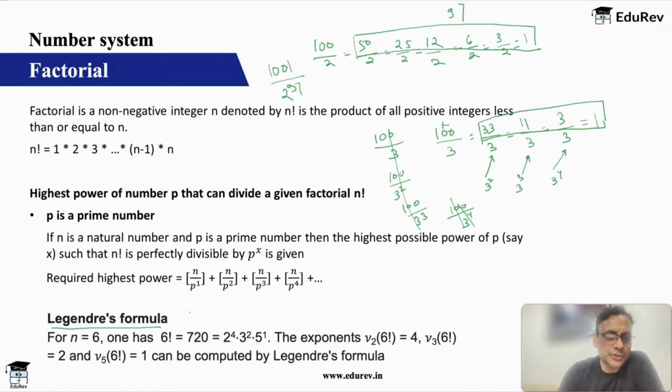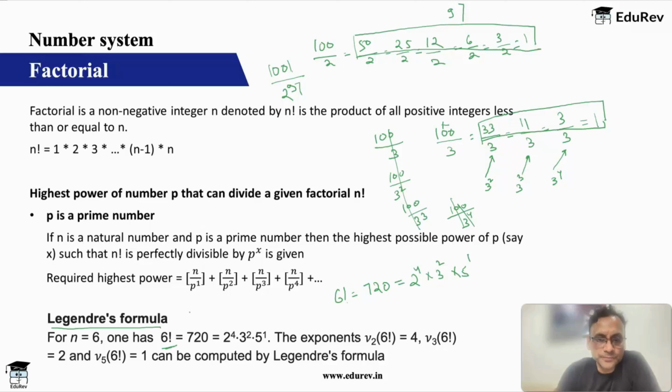It's very similar. So let's say we want to find out, you have a number 6 factorial, and we want to know it will be divisible by what highest power of 2 or 3 or 5 or anything. You basically factorize the numbers. So 6 factorial is equal to 1 into 2 into 3 into 4 into 5 into 6, which is 720. And then 720 you factorize, and the factors that you get are 2 to the power 4 into 3 square into 5 to the power 1.